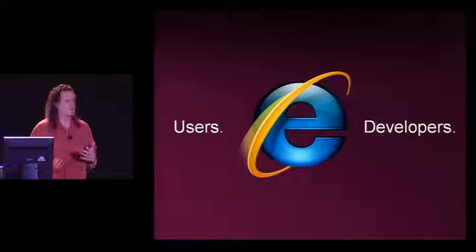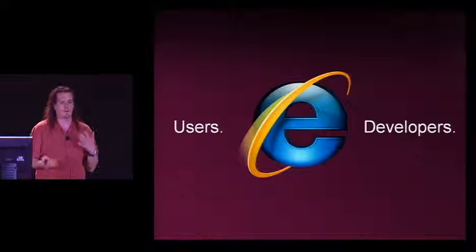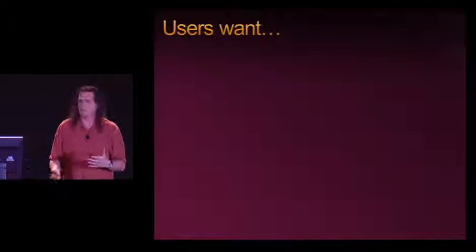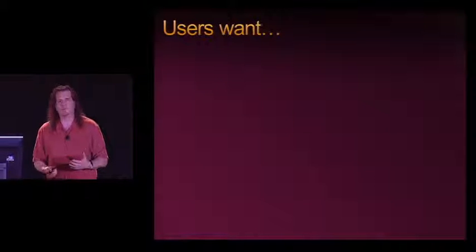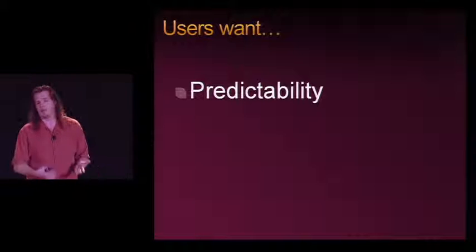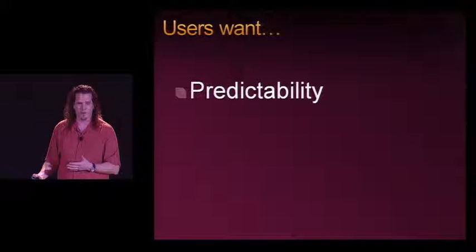Now, the big challenge is you look at this and you sort of think, users and developers are really a very different set of people. They have very different needs. And when we started planning, we tried to break down what users and developers both wanted. Users, really, they're pretty simple. They want predictability. They want the web to just work.